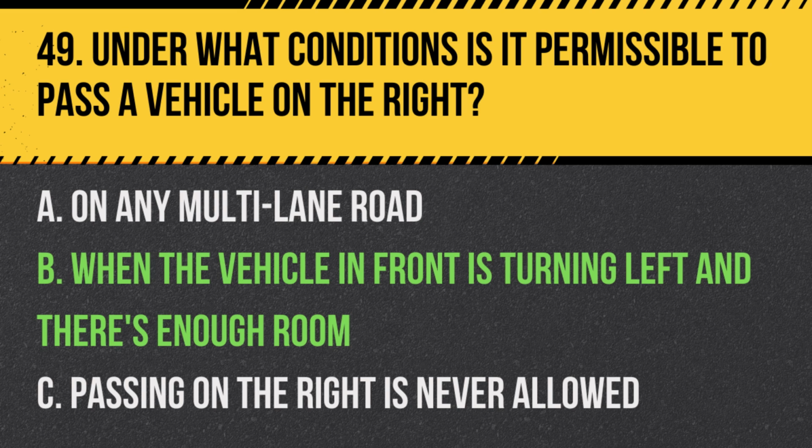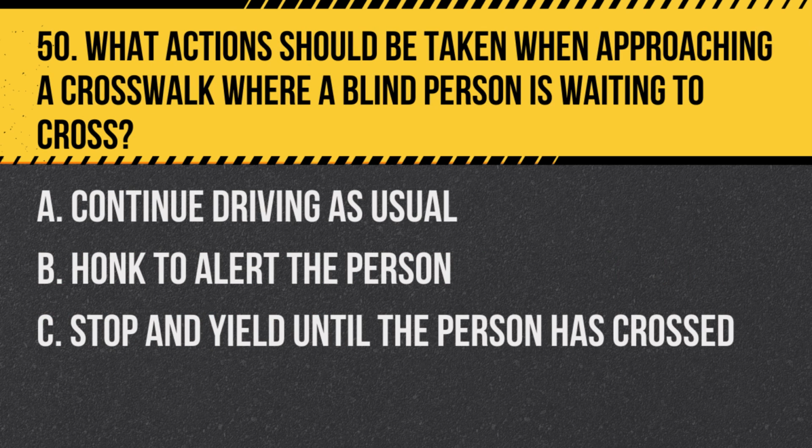Answer. B. When the vehicle in front is turning left and there's enough room. You may pass on the right if the vehicle you're passing is turning left and there's enough room to do so safely.